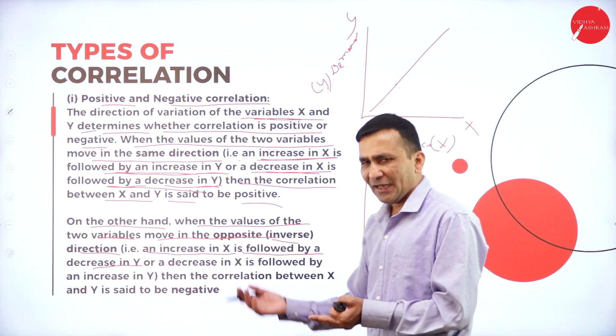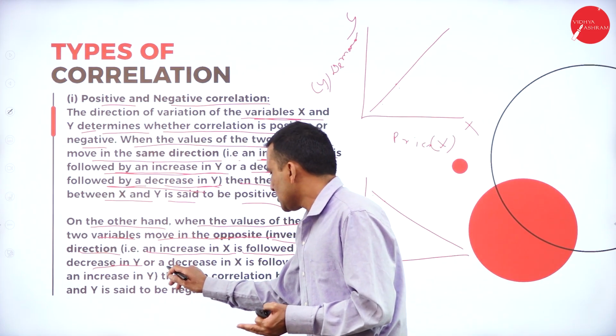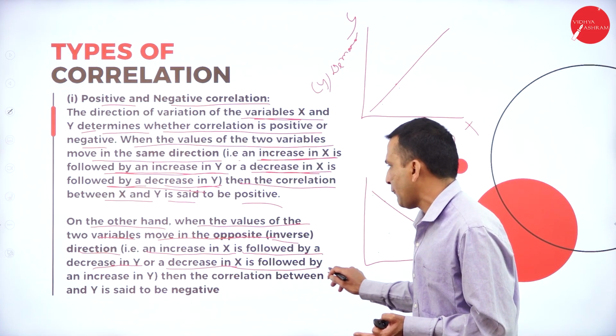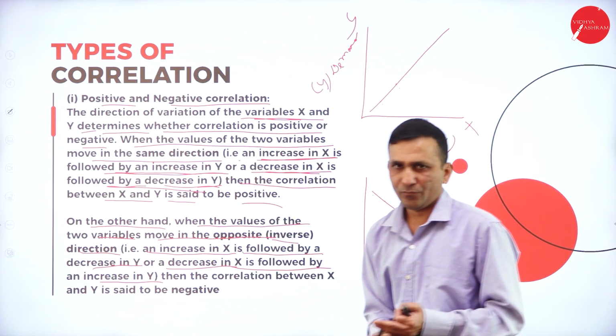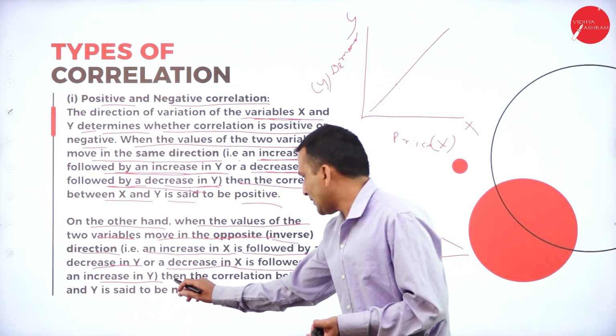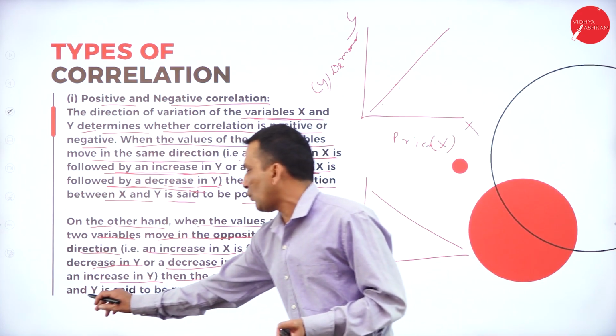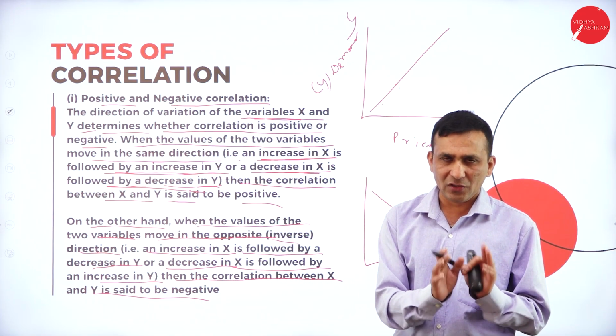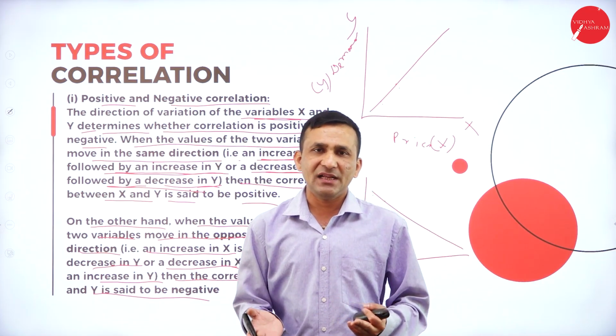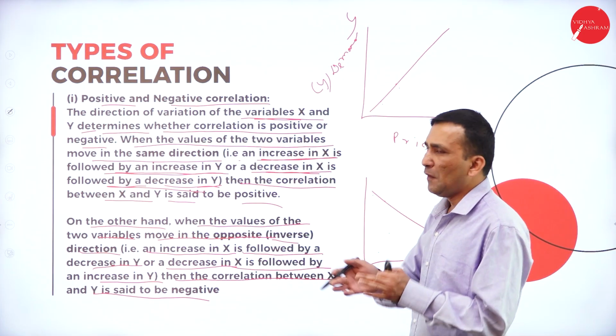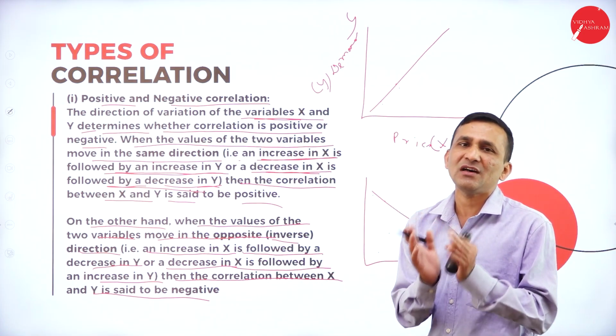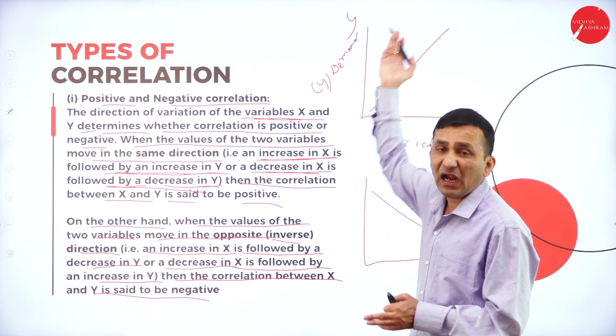So there are different types of variations. Here a decrease in x is followed by an increase in y, the opposite direction. Then the correlation between x and y is said to be negative, because it is not going in the same direction. But in the case of positive, both x and y go in the positive direction, upward.